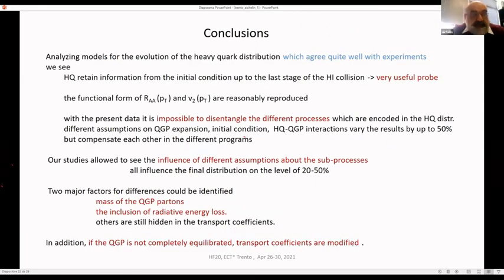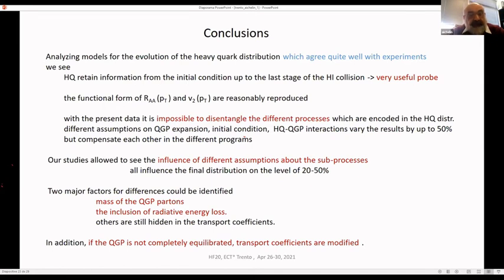Analyzing the models for the evolution of the heavy quark distribution, which all agree quite nicely with experiment, we see that there are differences coming from the different ingredients in the model. Each of these ingredients has 20–30% differences, and they compensate each other if one puts them all together in a certain way. So for this reason, even if we agree with experimental results, the different parts of the models can give a rather different value for the observables we are looking at. And for this reason, we have to get all these different parts of the evolution of a heavy quark in a quark-gluon plasma under control.